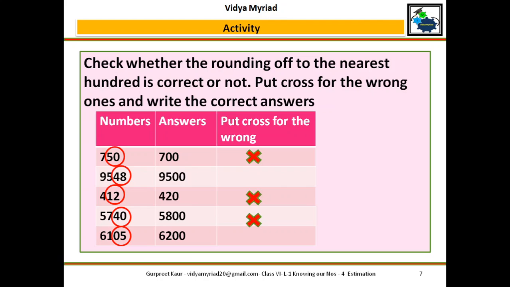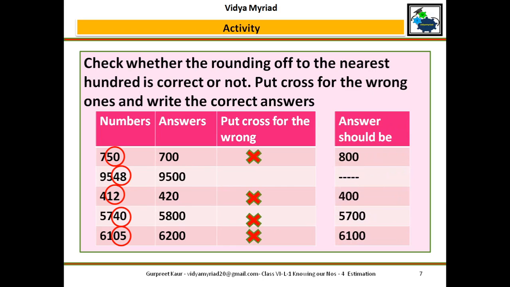Same way in the next, only 5. It is less than 50. So answer should come 6100, not 6200. This is also wrong. So by looking into the criteria, we found that the given answers are wrong. In spite of that, we should get 750 round off will be 800, 412 round off will be 400, 5740 will be 5700, and 6105 will be 6100. Now same type of activity I have given for you to practice. So follow this, understand it, and then try to solve this answer.